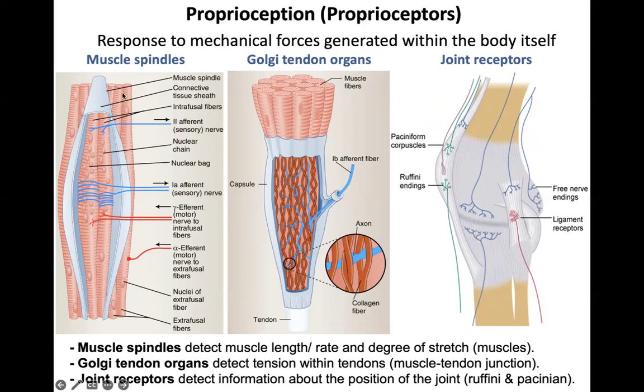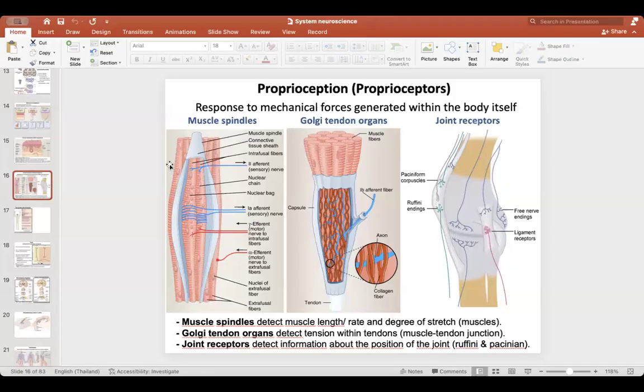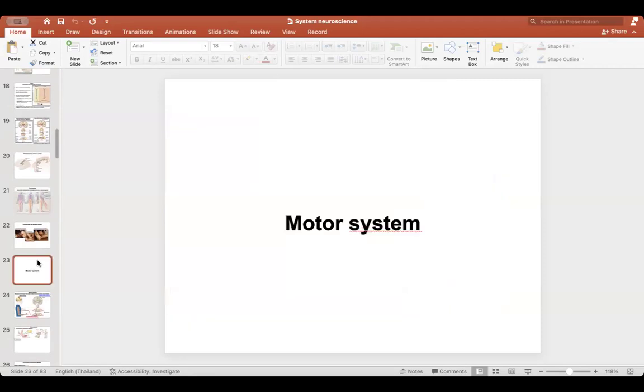And so that's why it's one of the receptors that are very important for maintaining posture and balance, okay, as well, and all the movement, okay, right? So every system is actually linked, right? So now, okay, if there are no questions, we will continue with the motor system, okay?